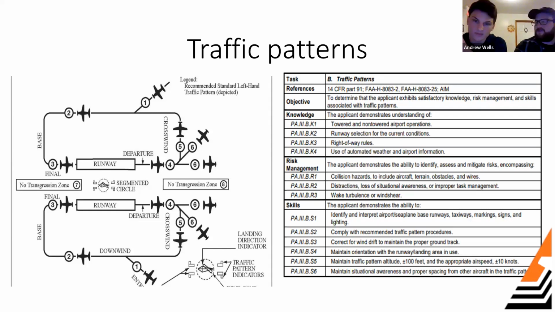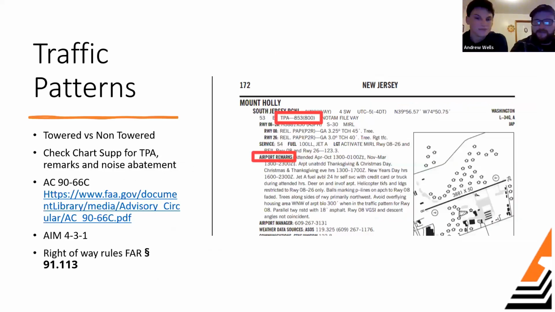All right. So also on top of that, I think it's important to kind of note the traffic pattern altitudes. So if you have a destination airport in mind for your check ride, make sure you're doing your homework ahead of time. On the next slide, we have a snip of the chart supplement. And if you look at that first highlighted box in red, it says TPA 853. So not every airport will have that typical rule of thumb where you just add 1,000 to field elevation.